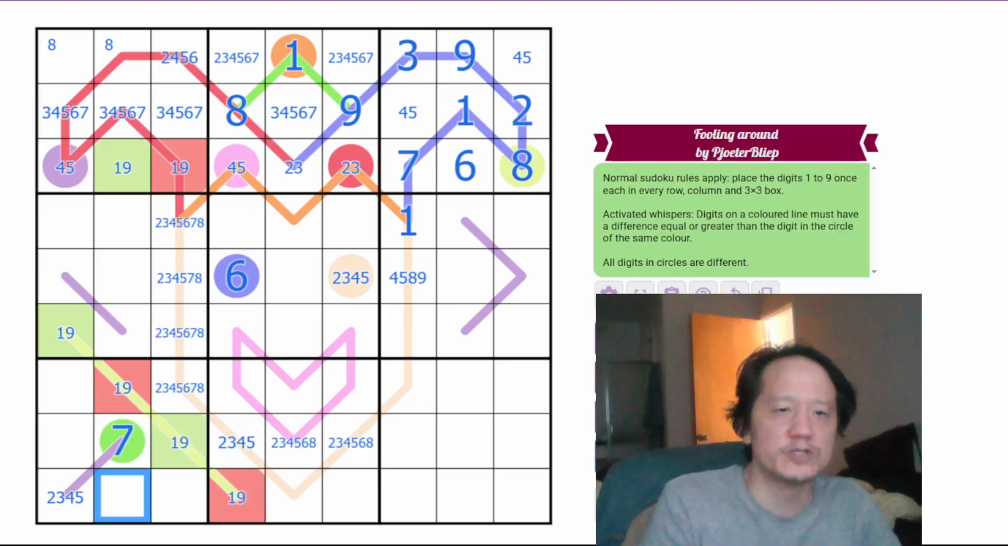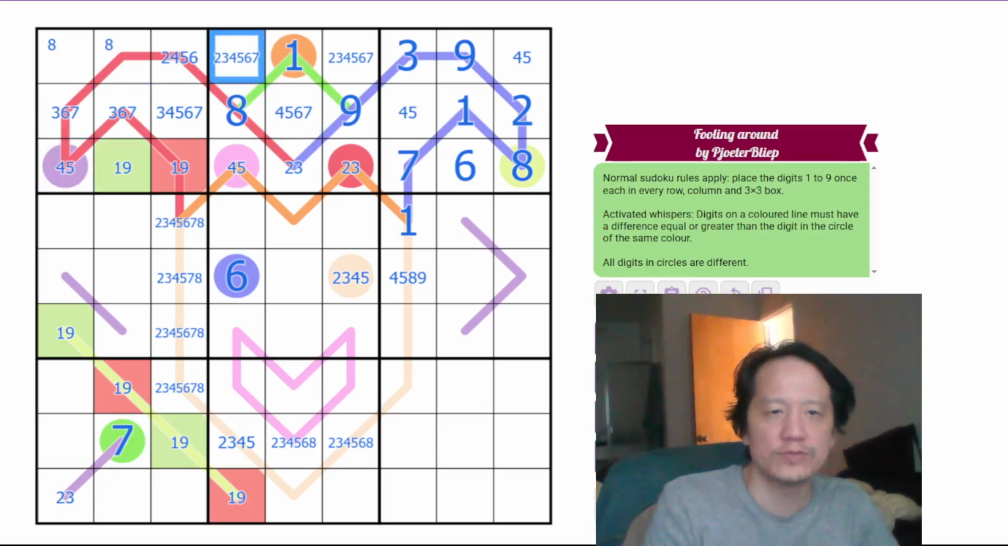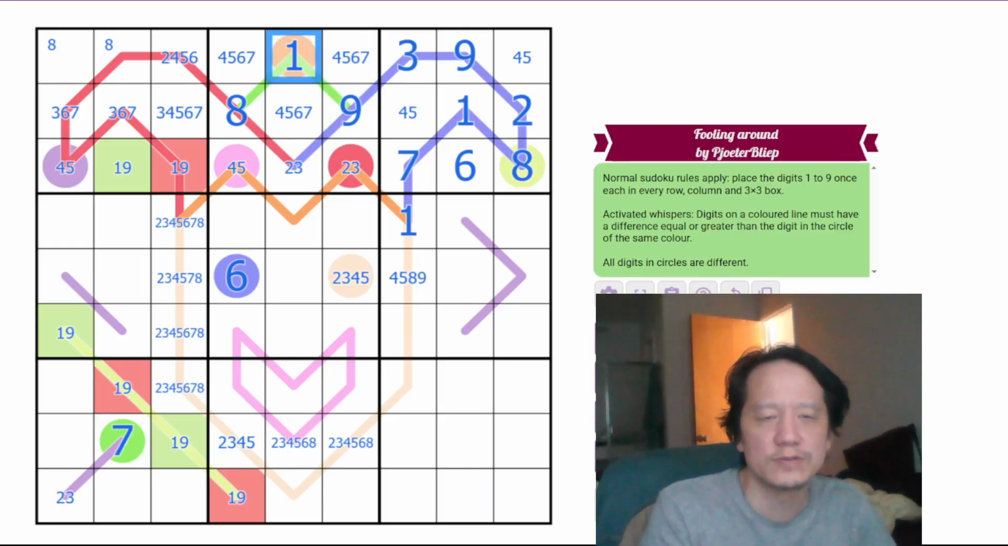So this difference must be at least 4 or 5, so this can't be 4 or 5 here. This is 4 or 5. So this is a difference of at least 2, so neither of these could be 4 or 5, because if either of these were 4, that would force 5 to be here, and that would be a difference of 1. This can't be 3, this can't be 2 or 3, this can't be 2 or 3.